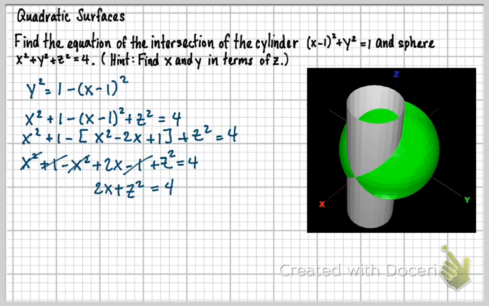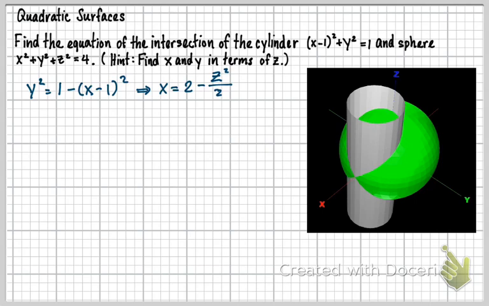So now from here, I'm just going to move my z squared over and divide by 2, because remember, the hint said find x and y in terms of z. All right, so I'm just solving for x here. So my x then is going to equal 2 minus z squared over 2.